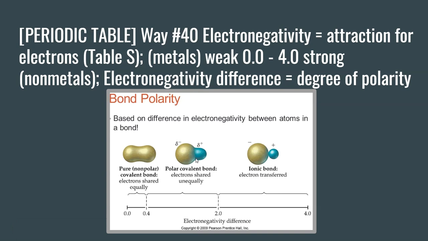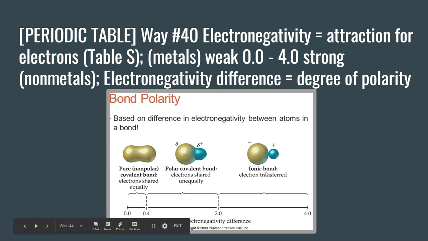Now imagine one of the atoms has a higher electronegativity compared to the other. That atom is going to pull the electrons closer toward it, and as a result, it's going to have a partial negative charge and a partial positive charge. This electronegativity difference results in electrons being shared unequally. Polarity just means unequalness, basically.